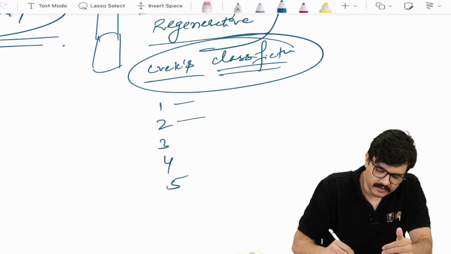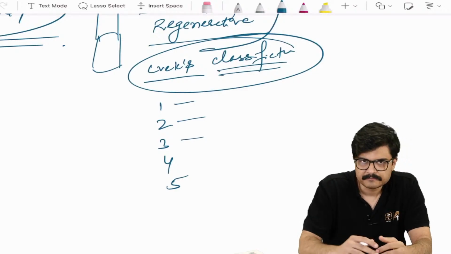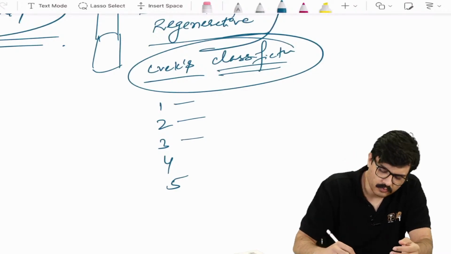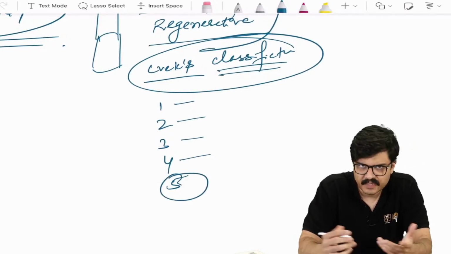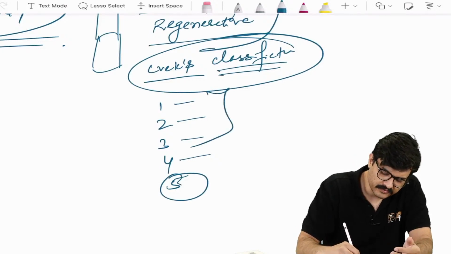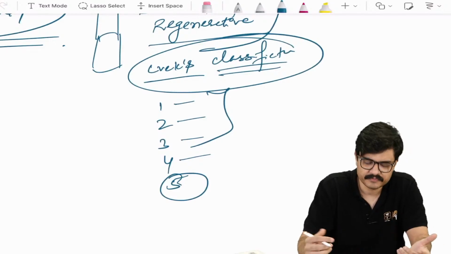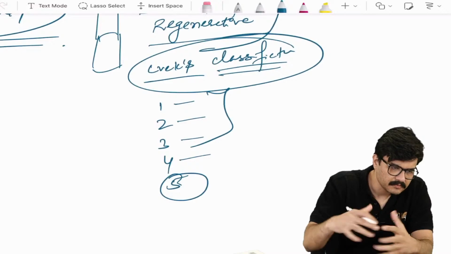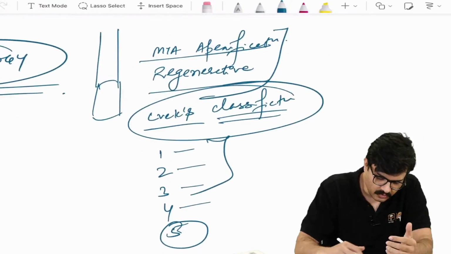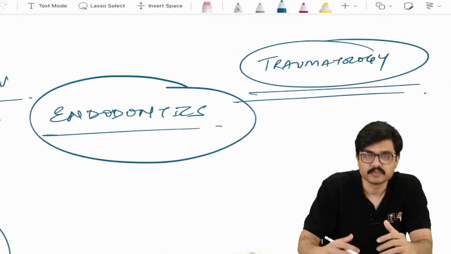Type 2 would be equal to half. 3 would be about 2/3. 4 would be almost the same length but still an open apex, and 5 is of course a mature apex, right? So in 1, 2, and 3 you're definitely going for a regenerative procedure. Type 4 you can go for either, right? So I mean, as I said, endo is all about controversial questions.